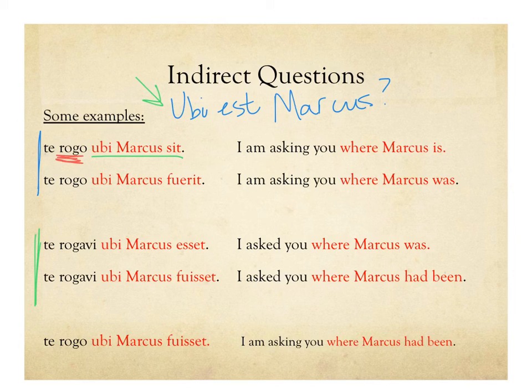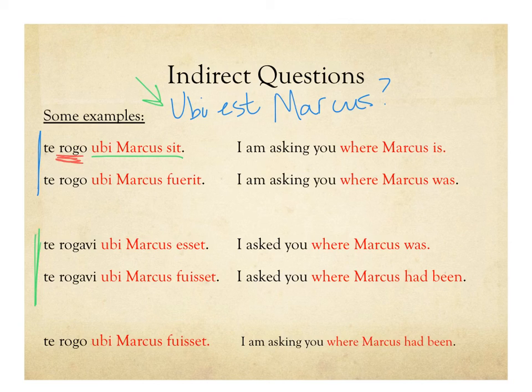And I could talk about Marcus in the past, right? Te rogo ubi Marcus fuerit. I'm asking you where Marcus was yesterday. So you can see these kinds of clauses can, unlike purpose clauses or result clauses where the action's always going to come in the future, be about things that can logically, right, you can ask about something that happened the day before, just as you can with, say, indirect statement. And so here we're going to have to use the whole range of the subjunctive verbs available to us.